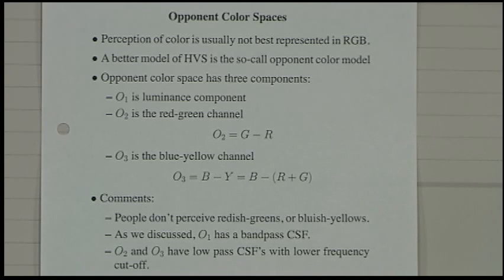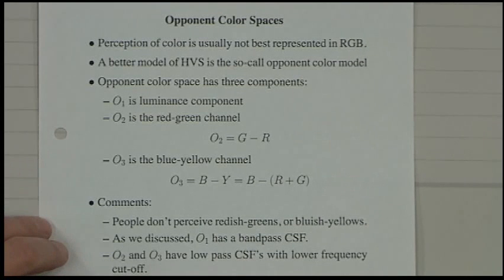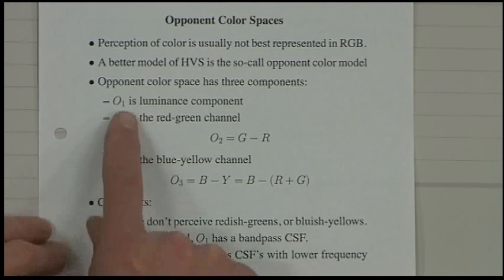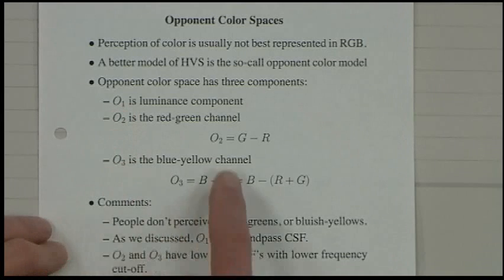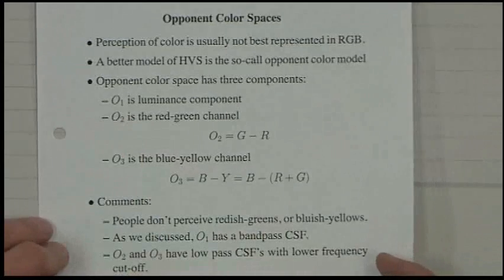It can also depend on frequency and so forth. But we'll refer to the opponent color spaces coordinates as O1, O2, and O3. So O1 is the luminance, O2 is the red-green, and O3 is the blue-yellow.